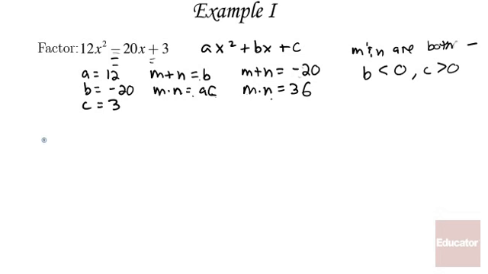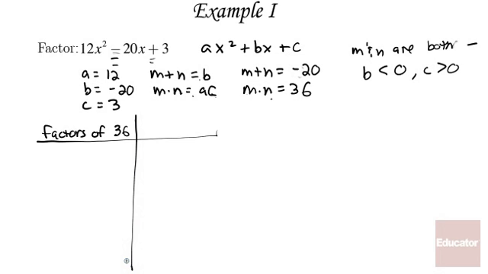My list is going to involve factors of 36. So these are possibilities for m and n that give me a product of 36. They're both going to be negative, and the other restriction is that I'm going to have a sum. Their sum, I want it to be equal to negative 20. Okay, so the product of the two is 36.